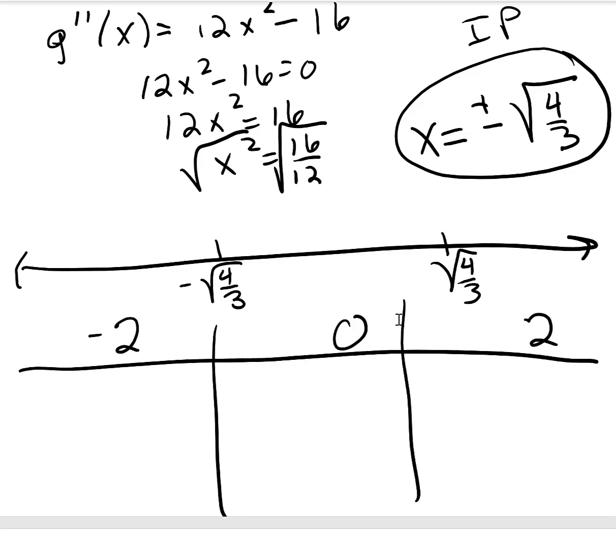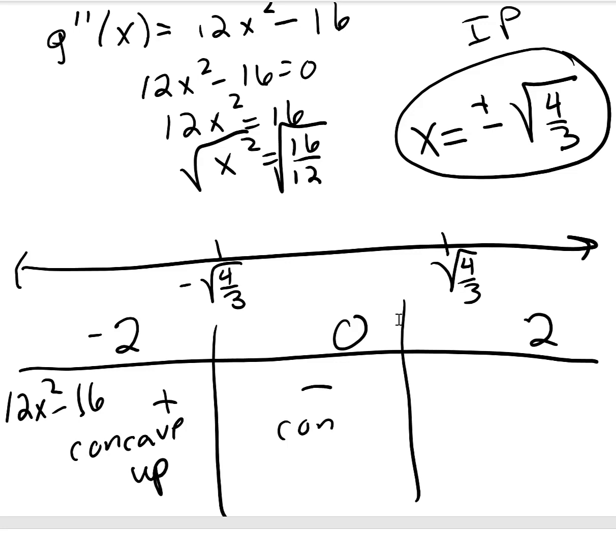Okay. What are we going to do with these numbers? We're going to put it into the second derivative, which was 12x squared minus 16. So think about negative 2 squared is 4, 4 times 12 is 48, 48 minus 16 is positive. Positive means concave up. 0. 12 times 0 squared is still 0. 0 minus 16 is negative. That says concave down. And then 2. 2 squared is 4. 4 times 12 is 48. 48 minus 16 is positive. That's concave up.